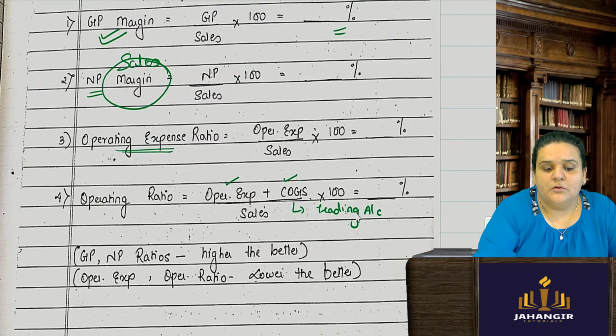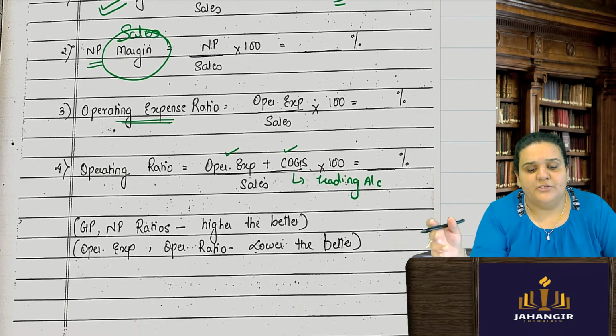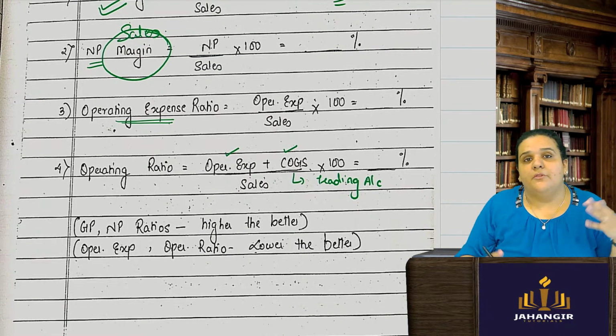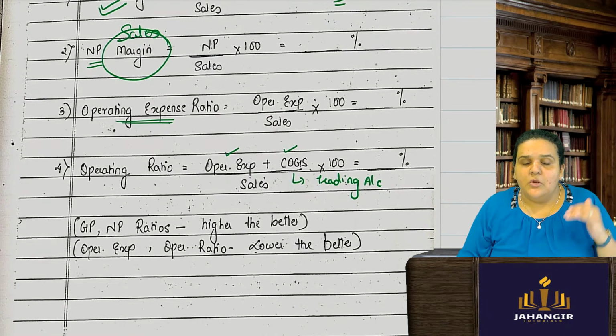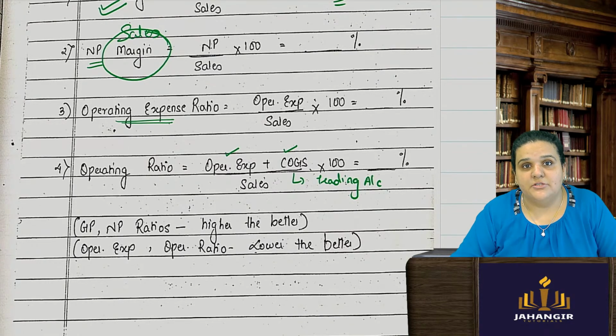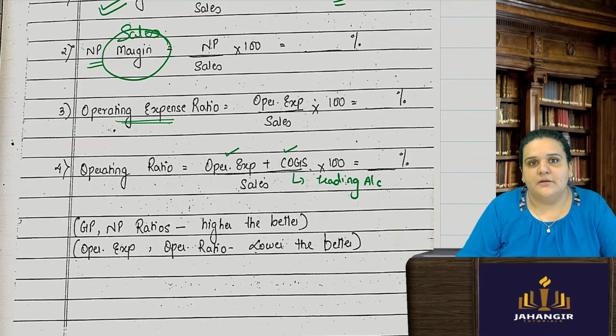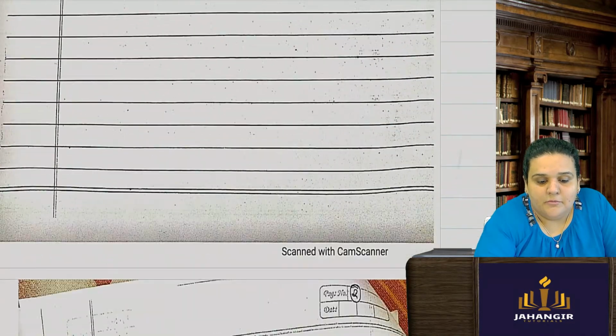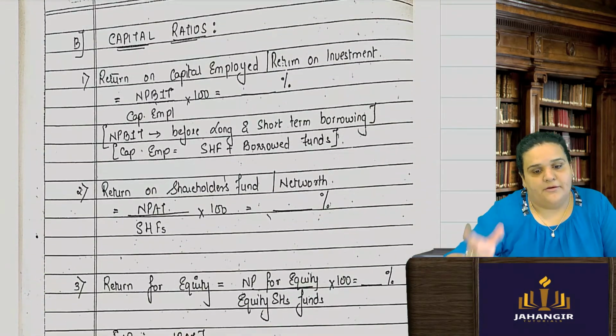Alright, so gross profit, net profit ratios, the higher the ratios, they are better. But if I am talking about the expenses ratio, lower is the better, obviously. Okay, so what decisions are taken, what understanding is done with the help of the ratio is this. Okay, analyzing the ratios. Moving to the next one is capital ratios.